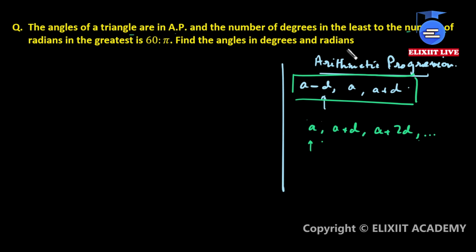And then it is mentioned: the number of degrees in the least to the number of radians in the greatest is 60:pi. The ratio is given actually. You have to find out the angles in degrees and radians. Chalo, solve this. Take 4-5 minutes. Big question. Solve this.